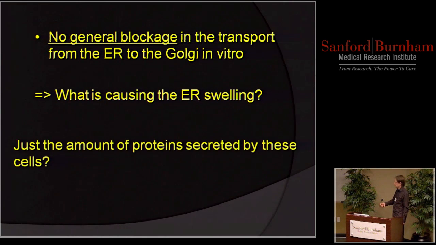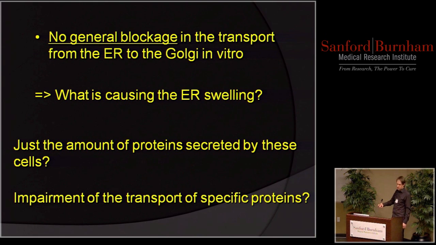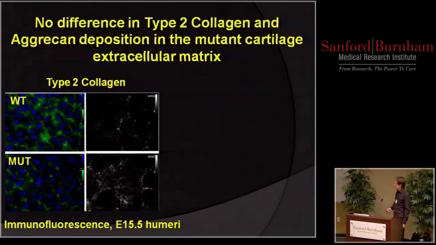Is it just the amount of proteins that need to be secreted by these cells? Or is there an impairment in the transport of a specific protein or specific proteins? So we started looking at deposition of the extracellular matrix proteins in cartilage of our wild type and our mutant by immunofluorescence. When we looked at the type 2 collagen, there is actually no difference. We couldn't see any difference in deposition. Type 2 collagen seems to be able to exit the ER and be transported to the extracellular matrix without any problems in the mutant. And the same thing is true for aggrecan.